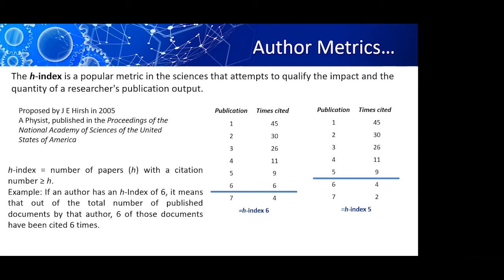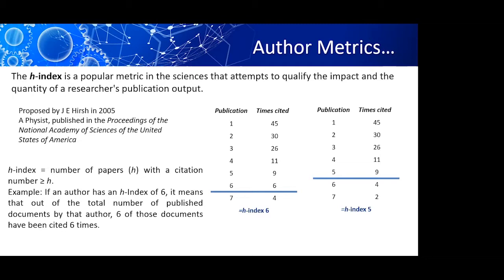The formula for calculating the H-index is: H-index equals the number of papers, that is H, with a citation number equal to or greater than the number of papers. So, for example, if an author has an H-index of 6, it means that out of the total number of documents published by that researcher, 6 of his papers have been cited at least 6 times. So that is considered as his H-index.